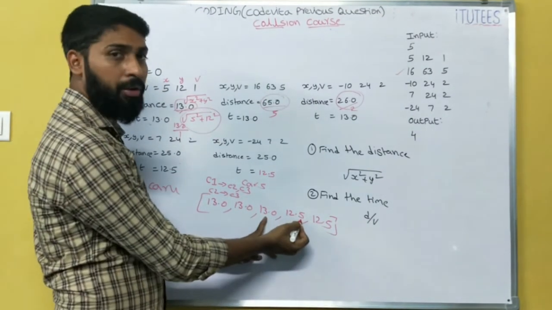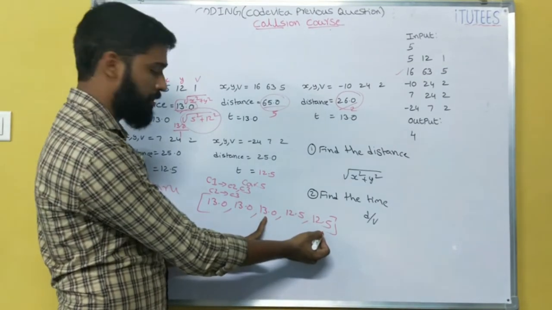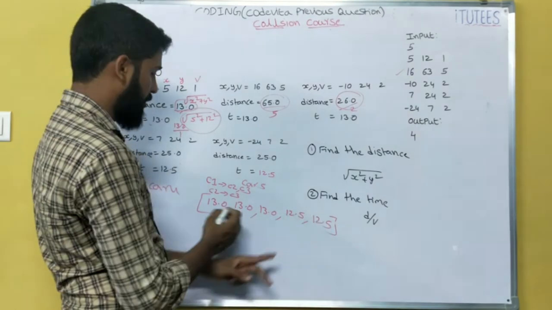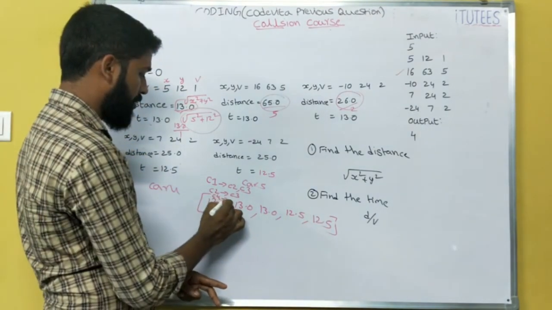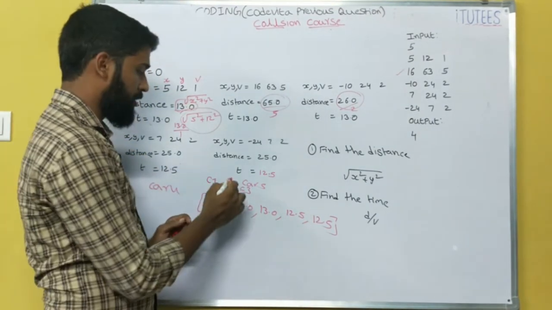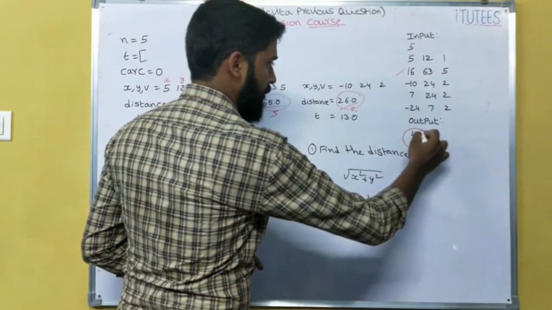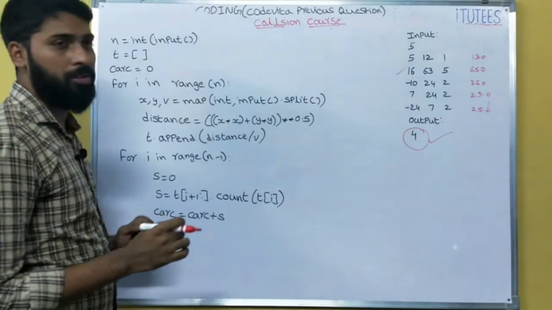Does C3 collide with C4? No. Collide with C5? No. C4 collides with C5. So C4 collides with C5. How many collisions? 1, 2, 3, 4. That is the answer. So okay, we can see the execution of the program.